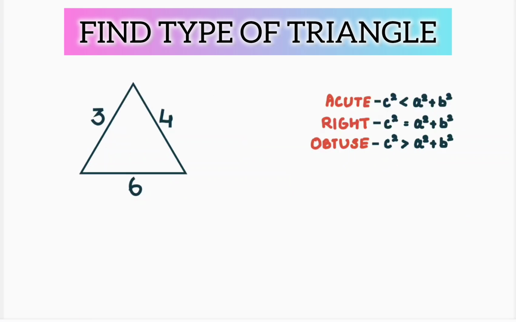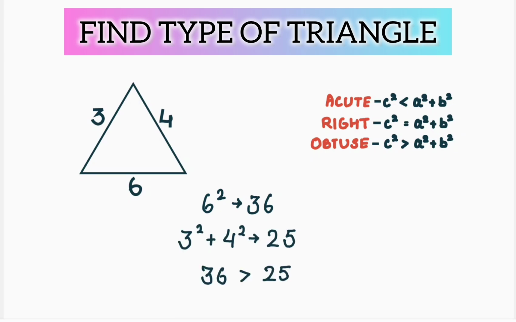Coming back to our question, a triangle with sides 3, 4 and 6. 6 is the longest side and 6 square is 36. 3 square plus 4 square is 25. That makes C square greater than A square plus B square. We can clearly say it is an obtuse angle triangle.